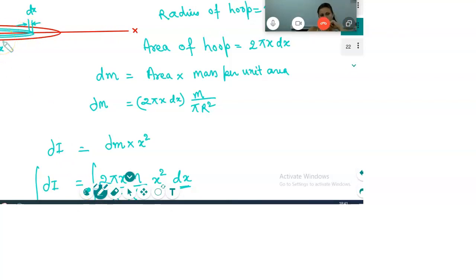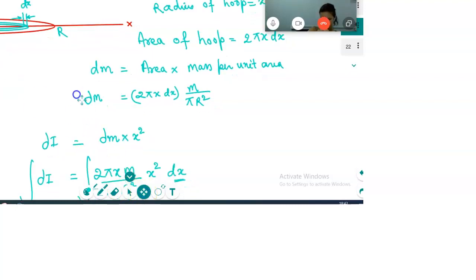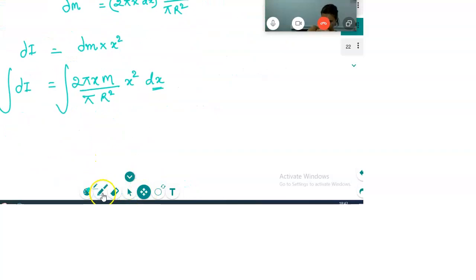All hoops should come. 0 to r, sorry, R. See, you are taking the limit very carefully. 0 to R. All hoops will come or not here? All the small circles come? Okay, please calculate now.